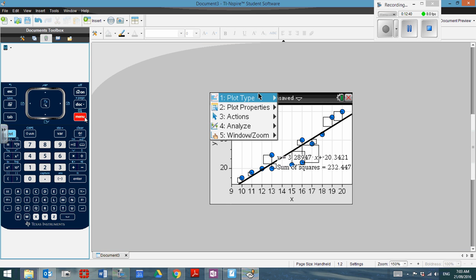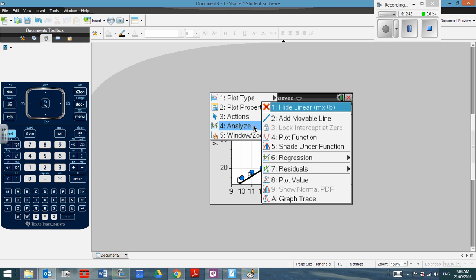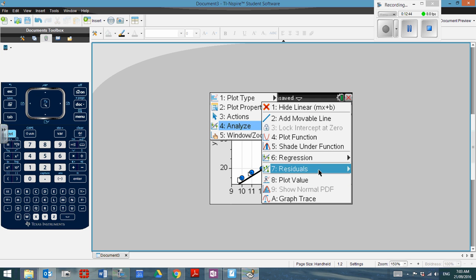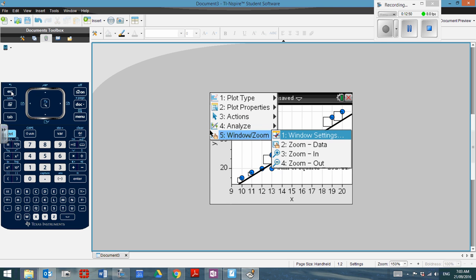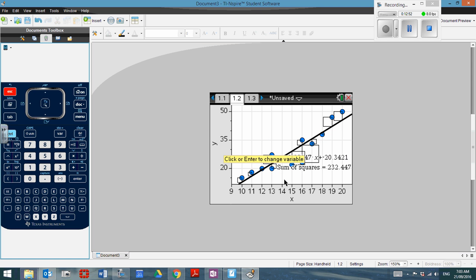A few other items of interest: when you analyze your graph, you can also show residuals. You can hide residuals or you can show them, and if you show them, you can tell what your sum of all the squares is. It'll tell you sum of squares was 232. So again, if you're doing any kind of analyzing in the future, that's another option for you guys to take a look at, nothing that we'll need at the moment.